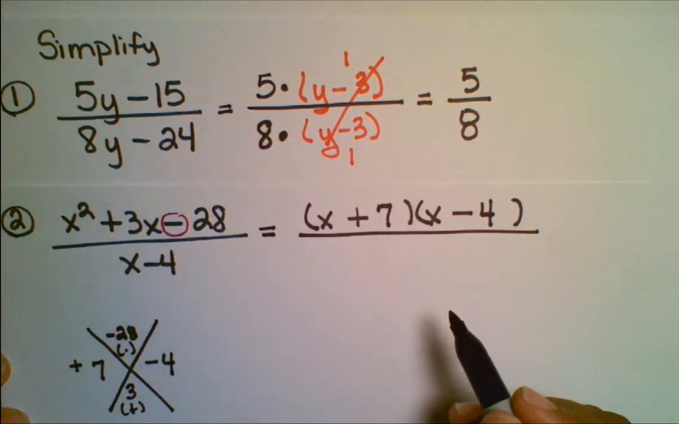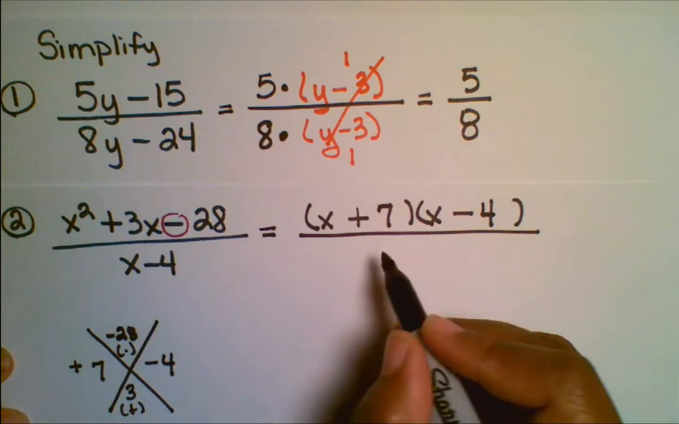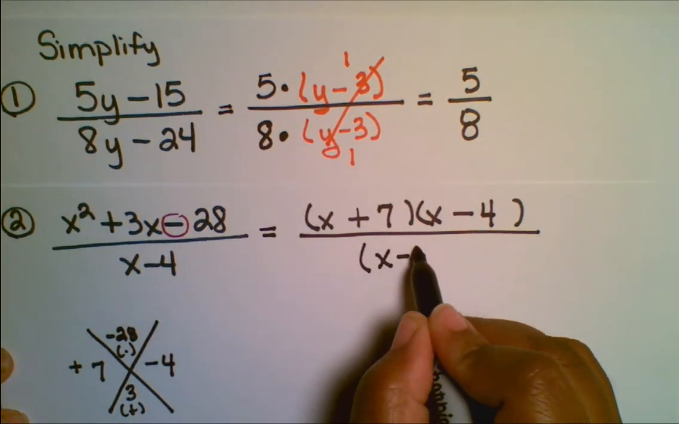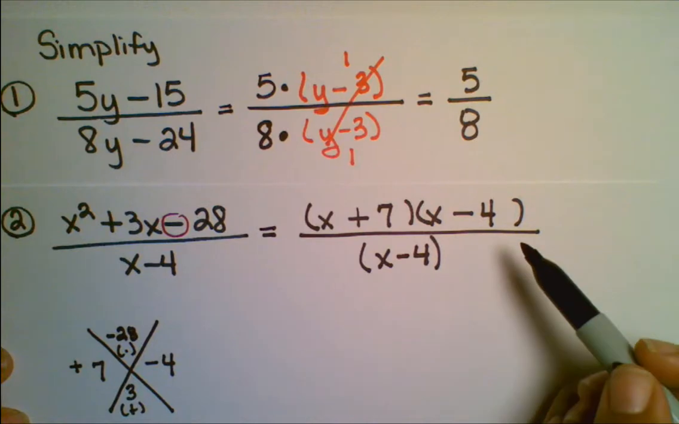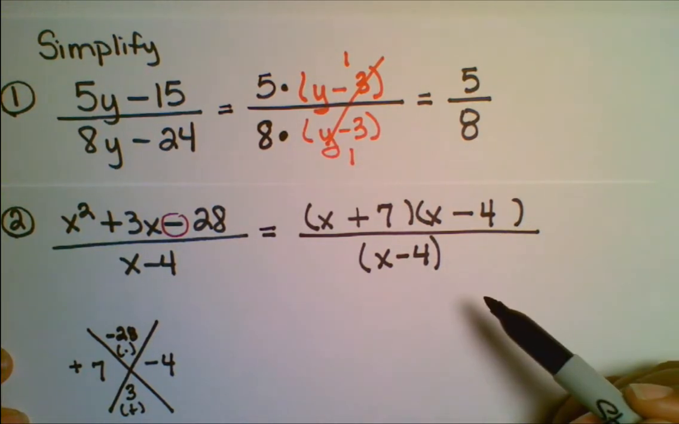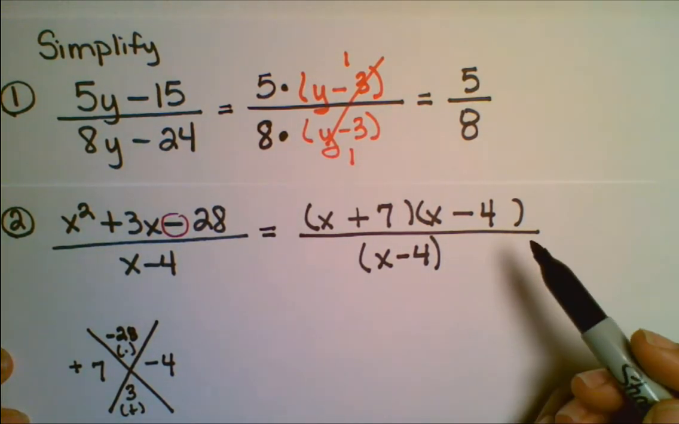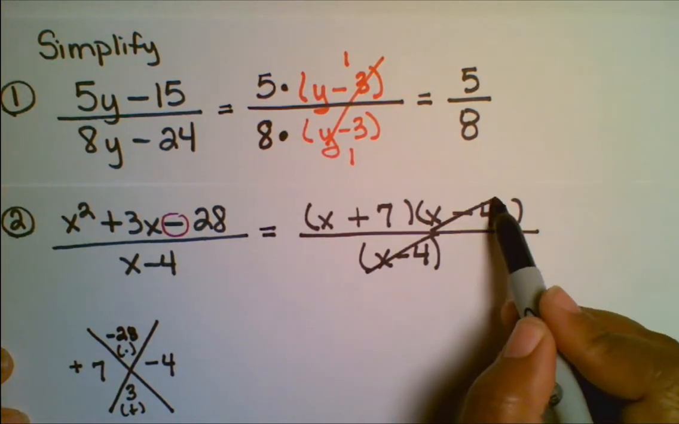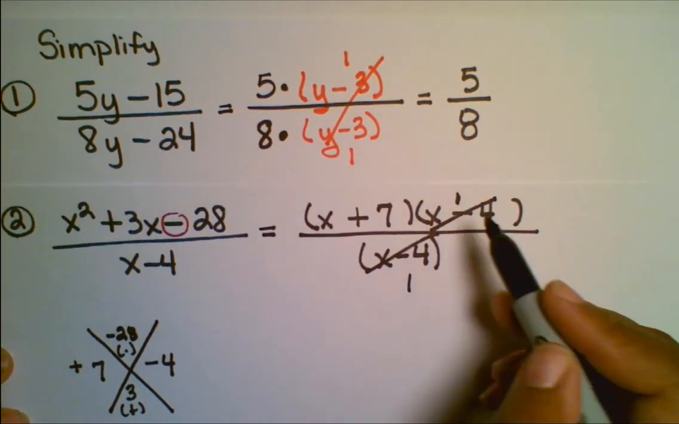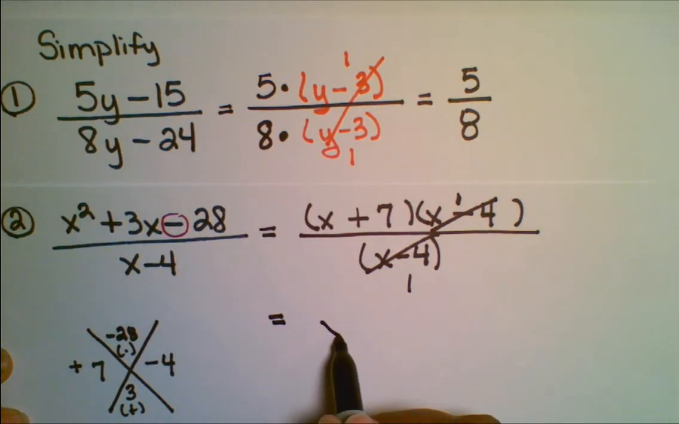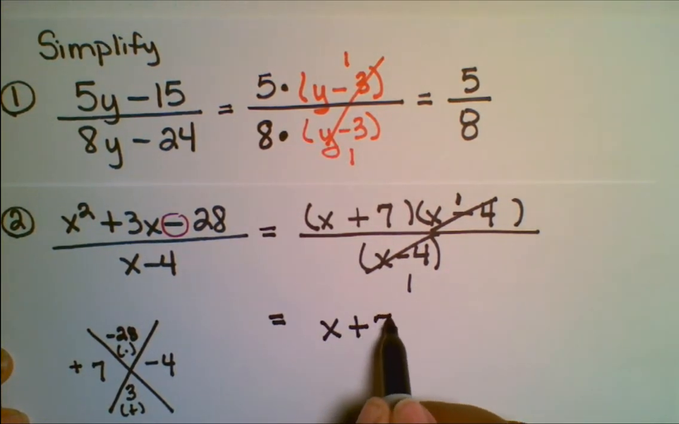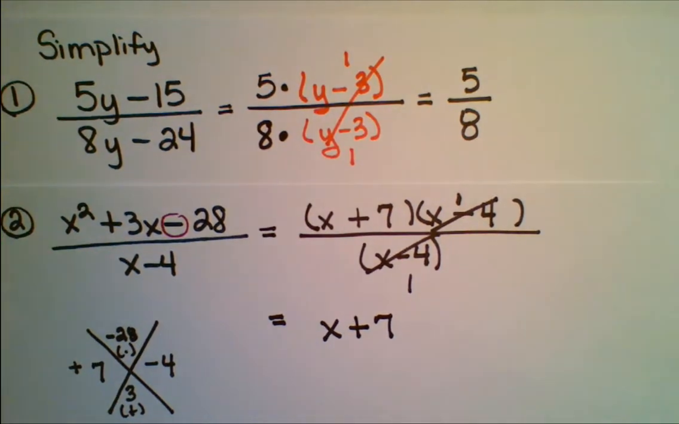Now let's look at the denominator, x minus 4. There's nothing that we can do there. So we just write it as a binomial. And at this moment, let's cancel. What cancels out here? The x minus 4's, and what's left over as our answer would be x plus 7. That is our solution.